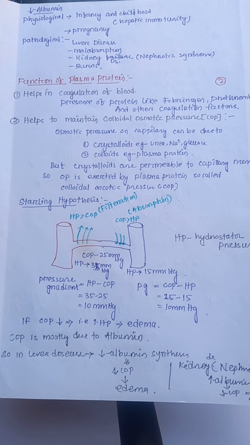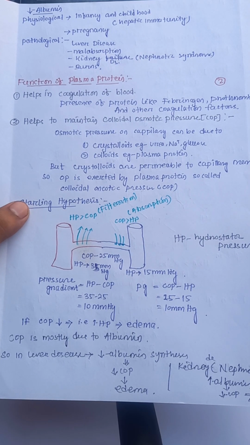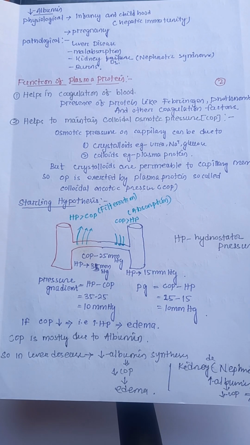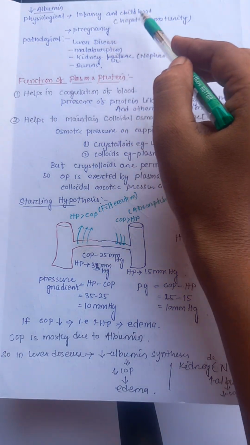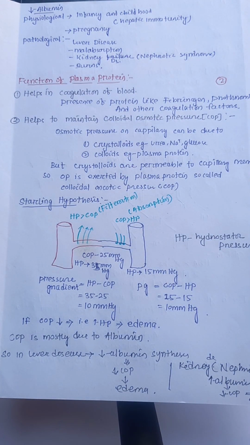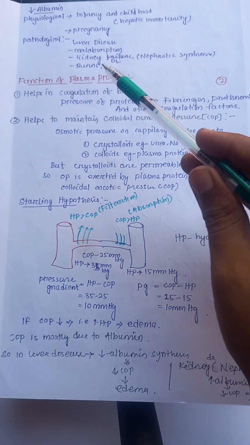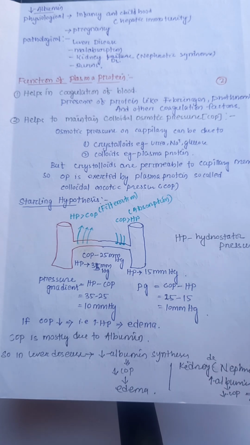And let's see one of the important plasma proteins, that is albumin. Albumin levels are decreased in physiological conditions like infancy and childhood, because of hepatic immaturity. As you know, the liver is the primary organ for the production of albumin. Similarly, in pregnancy albumin levels decrease, and in pathological conditions like liver diseases, malabsorption, kidney diseases, and nephrotic syndrome, the level of albumin decreases.